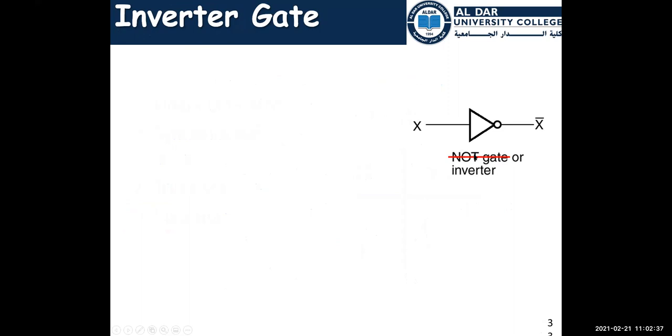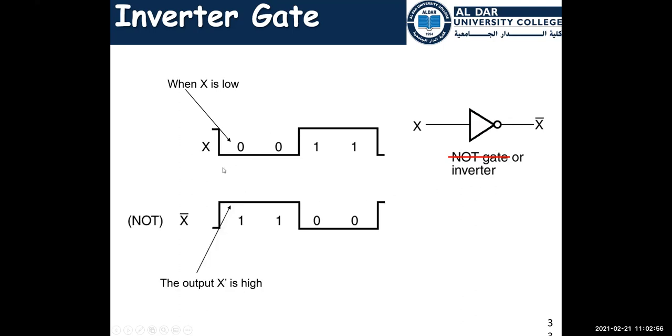We cannot say not gate. No, we have to say it is an inverter. So don't say not gate. Not gate means it is not a gate, so it is a misleading meaning. It is better to say inverter. As you see here, if you have an X input, the output is the opposite: zero is inverted to one, and one is inverted to zero.